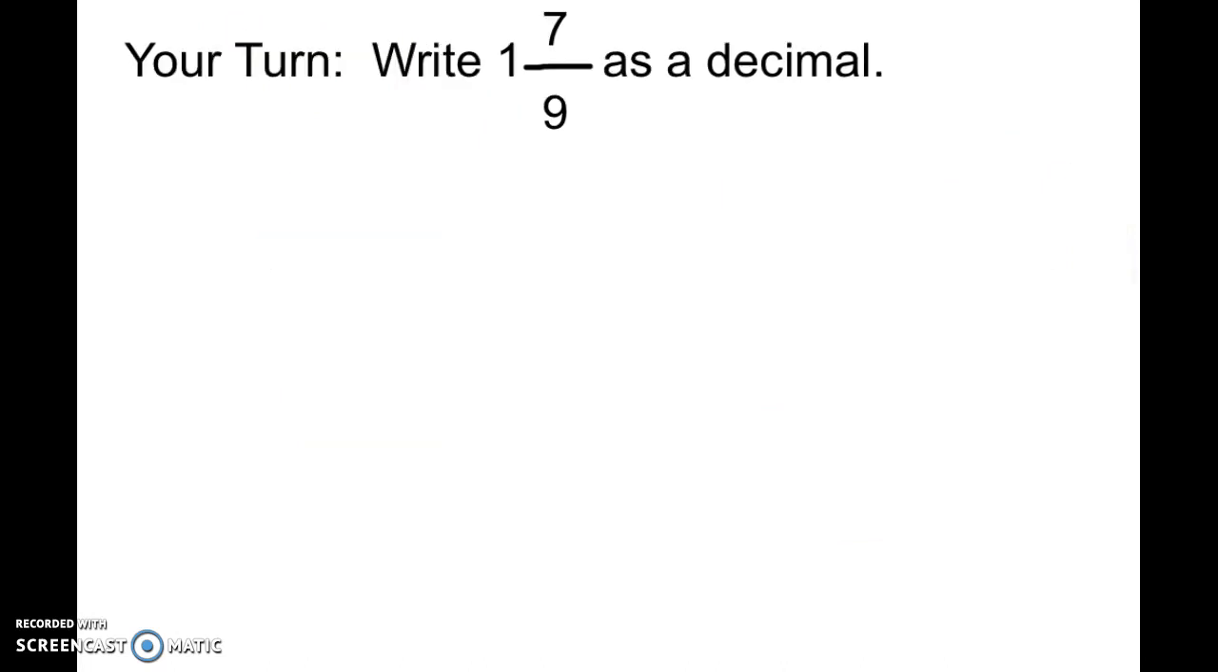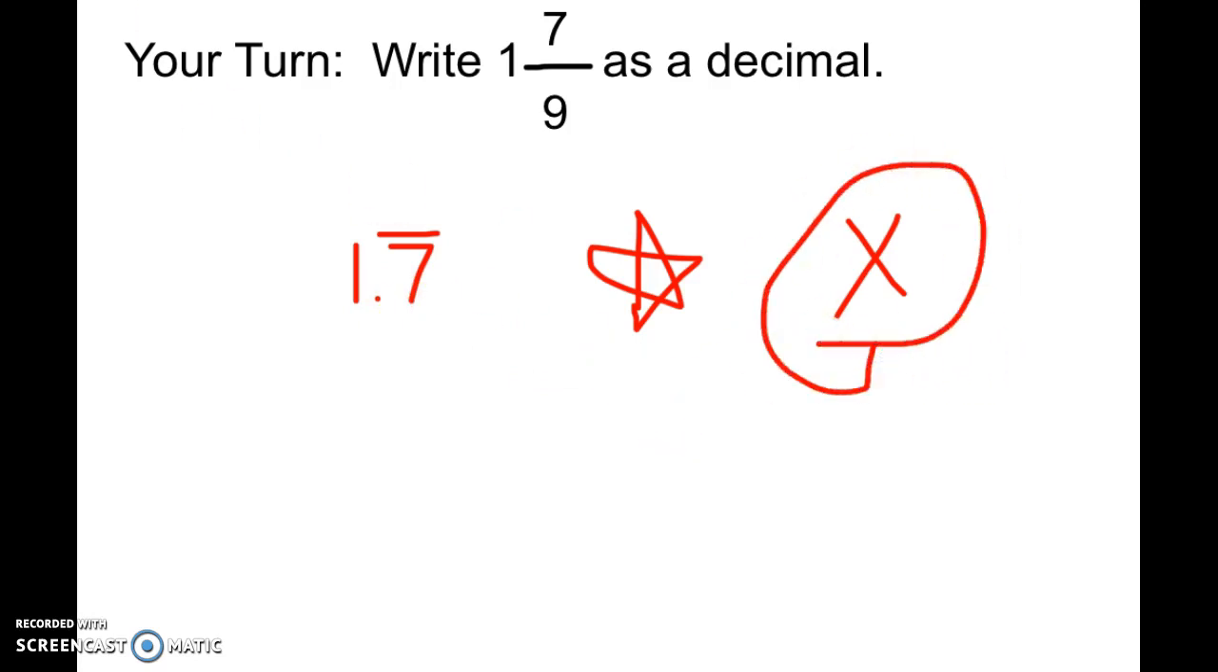Your turn. You are going to write 1 and 7/9 as a decimal. Pause your video and give it a try. Did you get 1.7 repeating? If you did, give yourself a star. If you didn't, give yourself an X. Go back, see if you can find your mistake, which may involve going back to the previous example. If you figure out where you went wrong and you are able to write your 1 and 7/9, put a circle around your X.